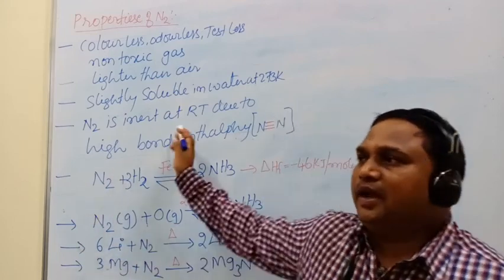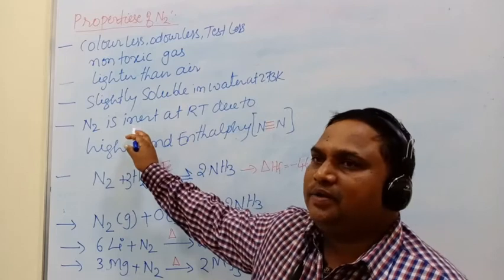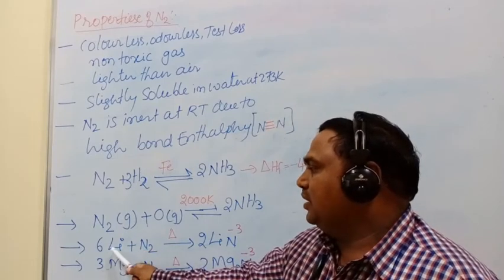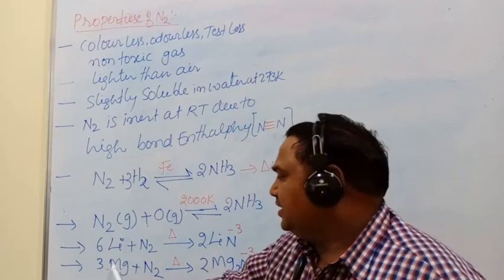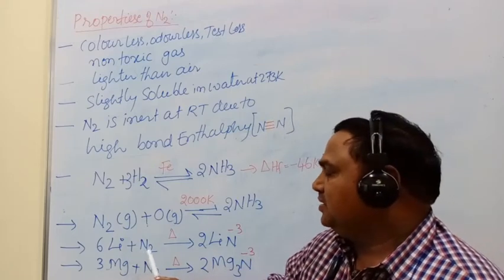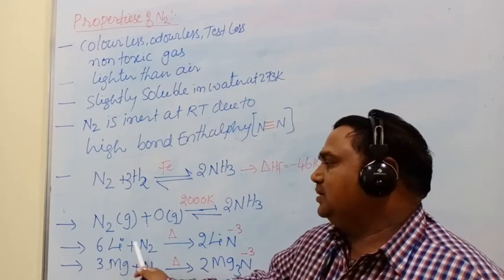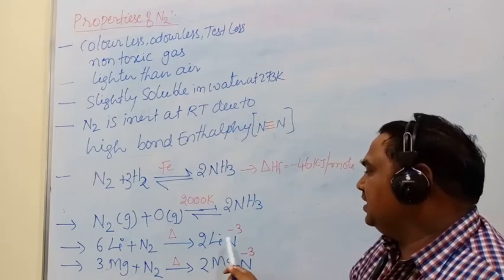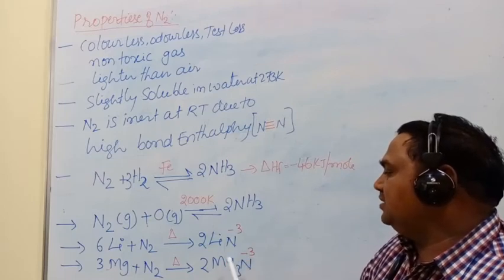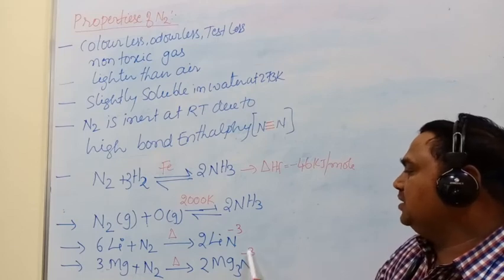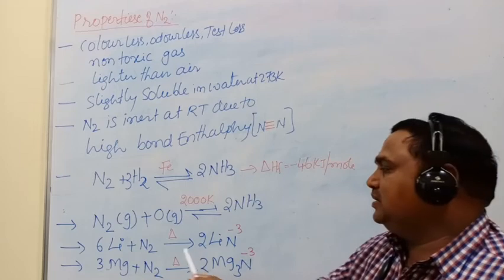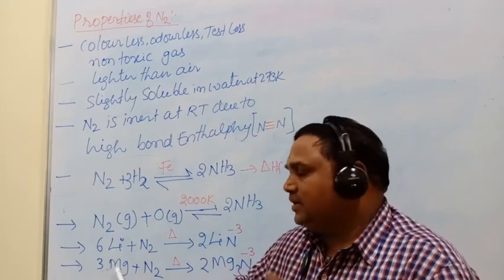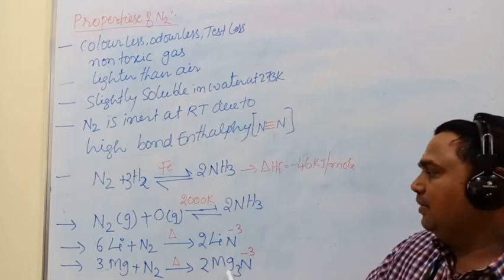However, it is inert at room temperature, but the reactivity of dinitrogen increases as the temperature increases. At high temperature, it will react with metals like lithium to give lithium nitride, and magnesium to give magnesium nitride. Yesterday we also discussed that whenever group 15 elements react with metals, they exhibit a -3 oxidation state. That's why in lithium nitride and magnesium nitride, the oxidation state of nitrogen is -3. That means at high temperature, dinitrogen reacts with metals like lithium and magnesium to give the corresponding metal nitrides.